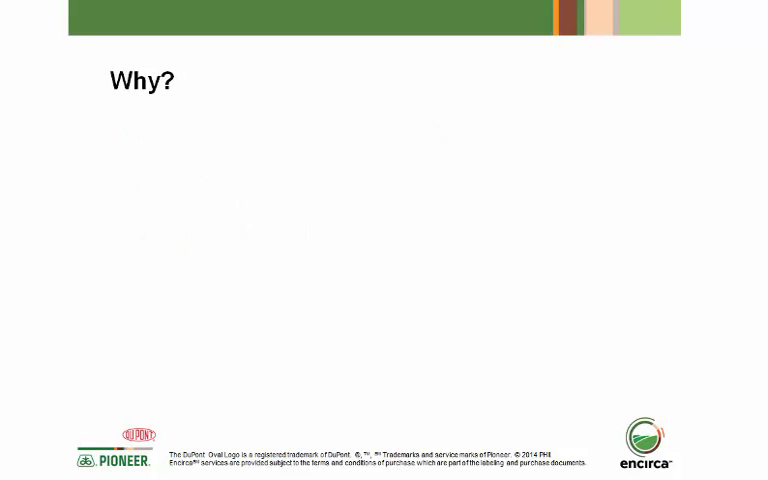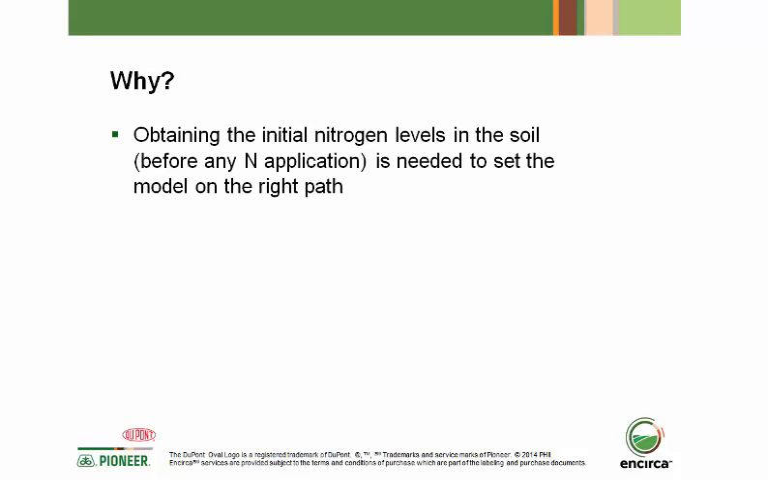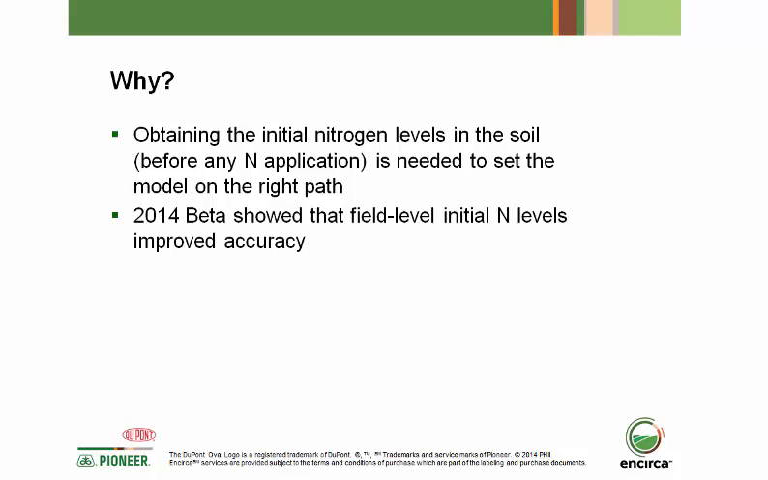First of all, why are we pulling these soil samples? We find it's important to collect the initial nitrogen levels in the soil before any nitrogen application has occurred to set the model on the right path. During the 2014 beta, we found that when we set the field level initial values correctly, it improved the accuracy of the model greatly.